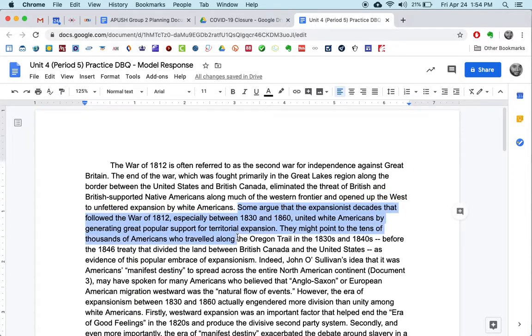Some might argue that the expansionist decades that followed the War of 1812, especially between 1830 and 1860, which are the dates that they give us to write about, united white Americans by generating great popular support for territorial expansion. So my counterclaim is that some might argue that there was more unity. But I say more than just that. I explain one category of unity, and that is unity around the popular support for territorial expansion. I'm suggesting that most Americans seem to embrace westward expansion, and that is why there was more unity as a result of manifest destiny. That's something I'm suggesting somebody else would argue.